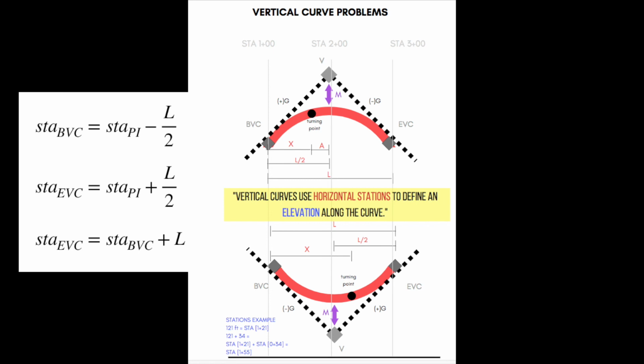Also, we can write the stationing for the EVC in terms of the BVC by adding the entire arc length. So in summary, if we know the stationing of the PI and we know the arc length, we can find either the stationing for the BVC or the EVC. And that is how the problems are typically solved for the stationing.